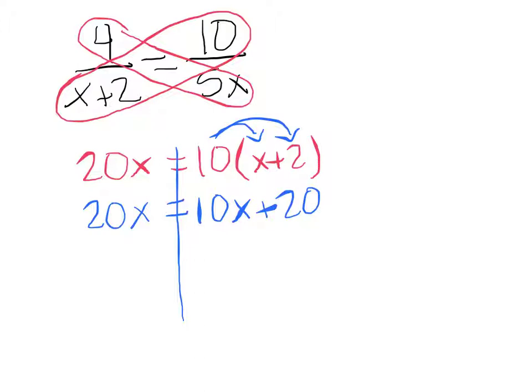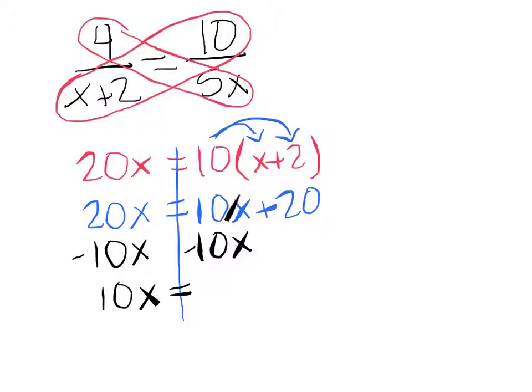Now we can go ahead and move. I see I have x's on both sides. I'm going to undo the 10x. I'm going to move those to the other side. To undo positive 10x, we need to subtract 10x. Take them away. We don't want them there anymore. But because it's an equation, we also need to subtract 10x from that side. 20x's, take away 10x's, leaves us with 10x's. On the other side, they cancel out, and we're left with 20.